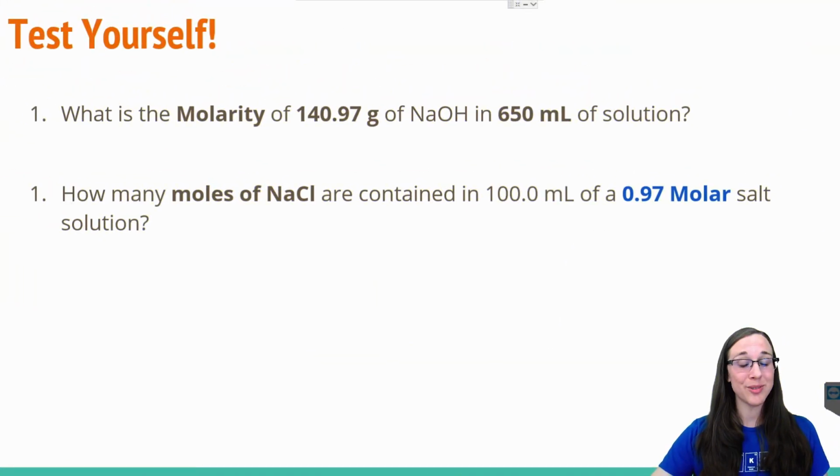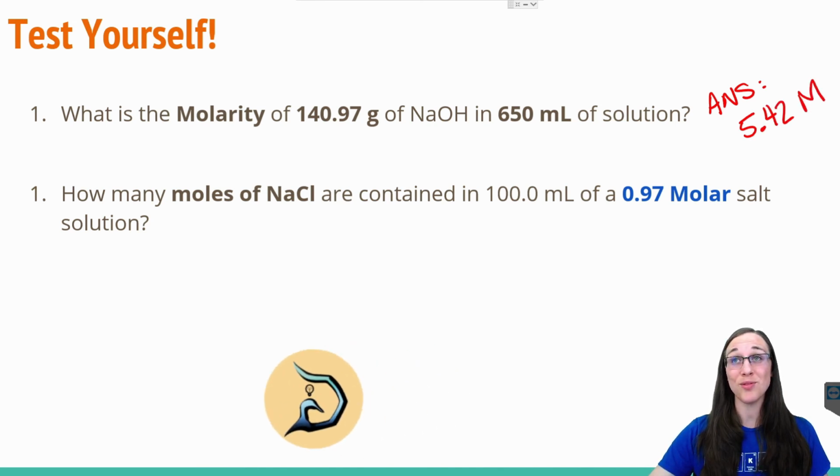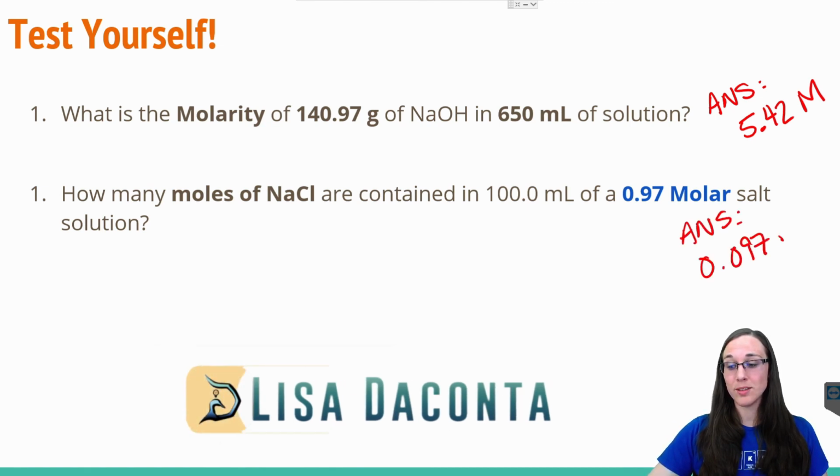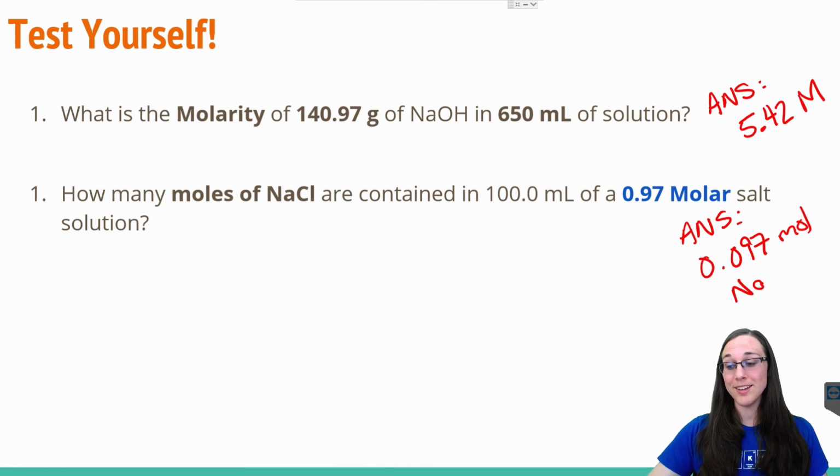Go ahead and check yourself before you wreck yourself with these 2 test yourself questions, very identical and similar to the ones that were in today's lesson and examples. If you did them right, you should get an answer of 5.42 M or moles per liter for the first one. And if you got the answer of 0.097 moles of salt for the second one, you also did it right.